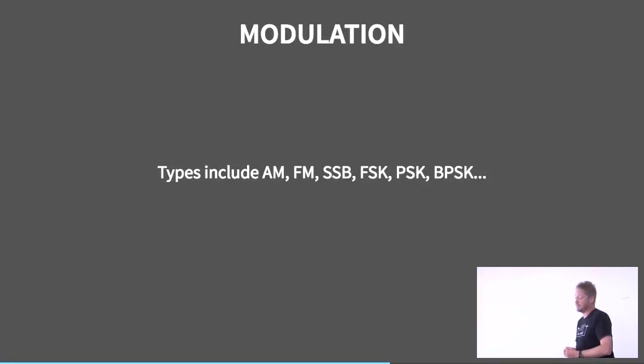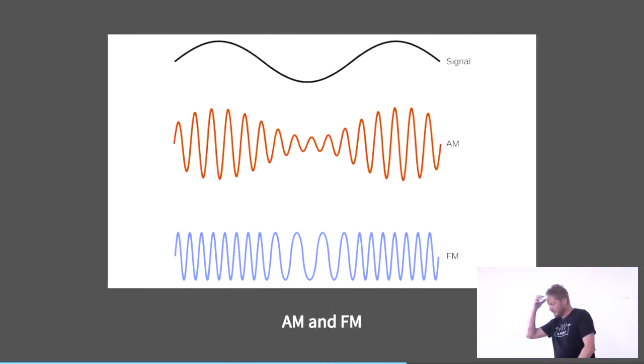Everyone's probably familiar with AM and FM. The other ones I've listed there are single sideband, frequency shift keying, phase shift keying, and binary phase shift keying. All of those last ones are exclusively used in transmitting digital information, and increasingly that's what we see in radio modulation. Just a simple explanation of modulation for AM and FM.